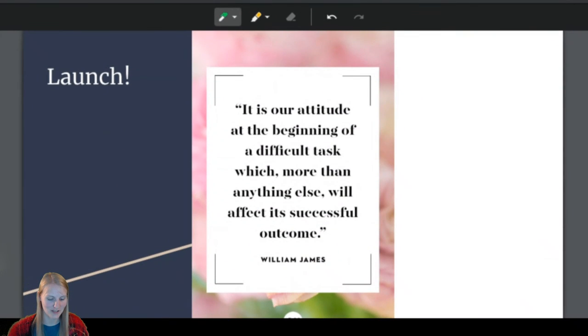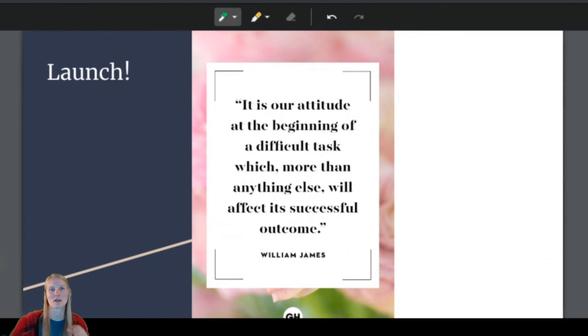And as always, let's end the video with a launch. We'll launch you off to the rest of your day. Today, the launch is from William James, and the quote is, "It is our attitude at the beginning of a difficult task which, more than anything else, will affect its successful outcome."